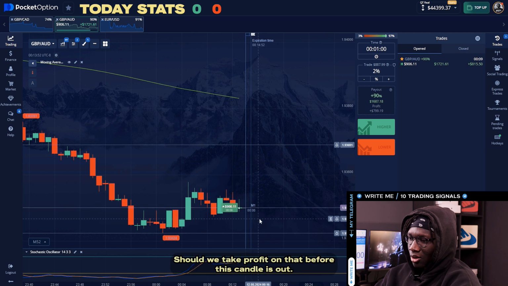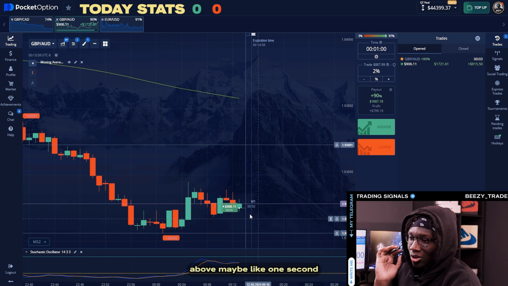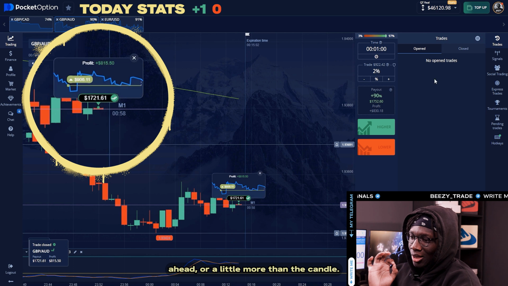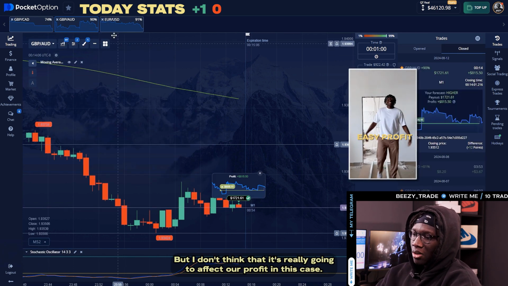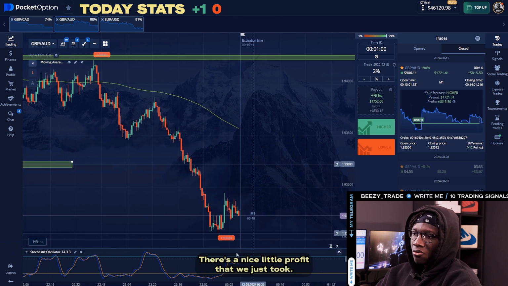Should we take profit on that before this candle ends out? So see, we're targeting exactly. We're a little bit above, maybe like 1 second ahead, or a little more than the candle, but I don't think that it's really gonna affect our profit in this case. And that's a nice one. Show you right there. That's a nice little profit that we just took.